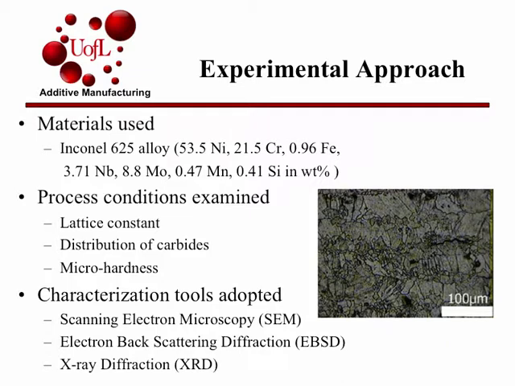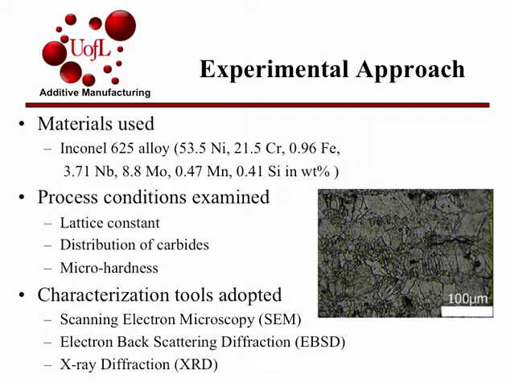The material used for the experiment was the Inconel 625 alloy, and that's the composition of the alloy right there. It's 53.5 weight percent nickel, and has chromium and iron. The elements that strengthen the alloy were Nb, which is niobium, and Mo, which is molybdenum.